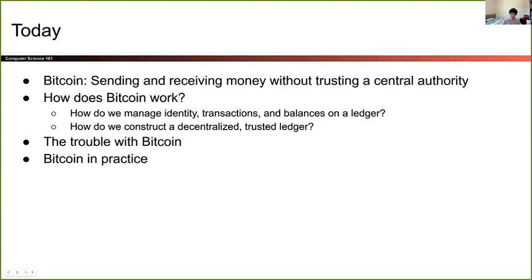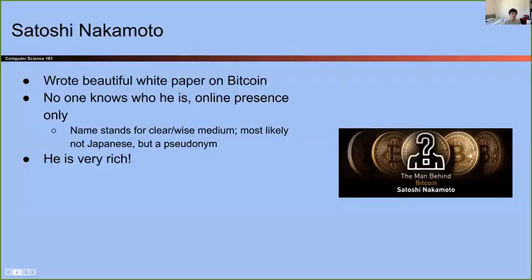Sorry, I have some allergies from my pets today, so if I clear my throat or cough a lot, that would probably be why. Just a quick intro.